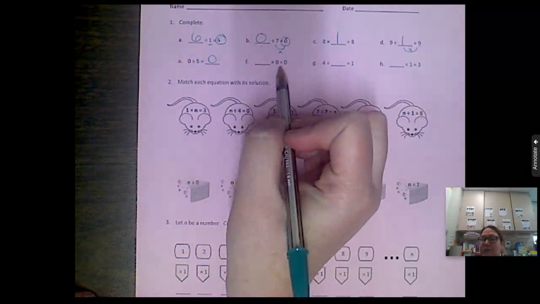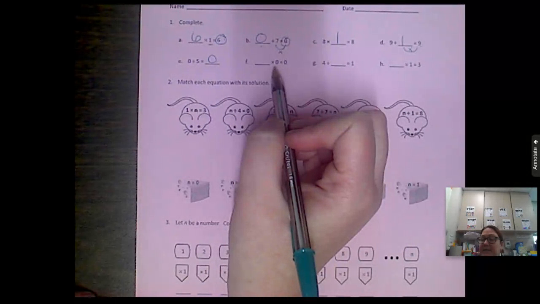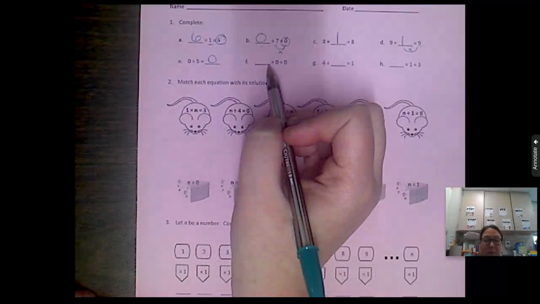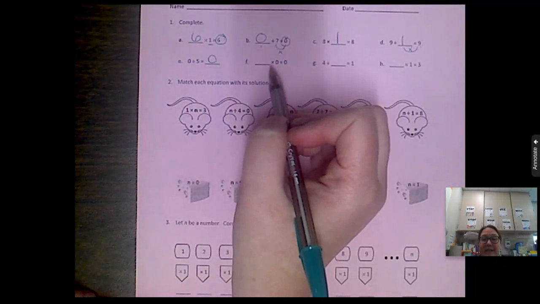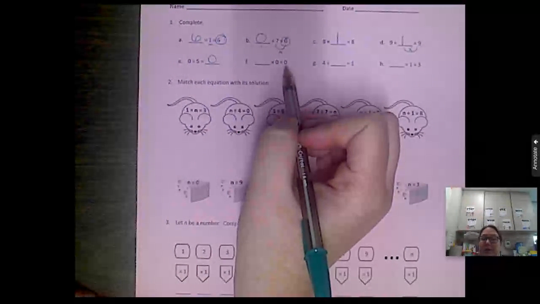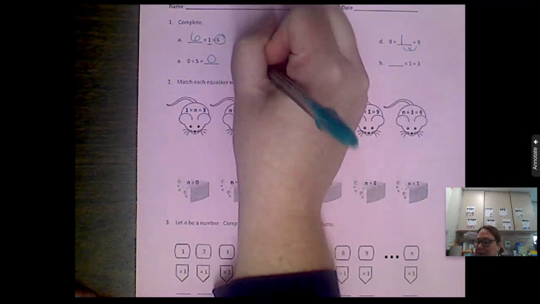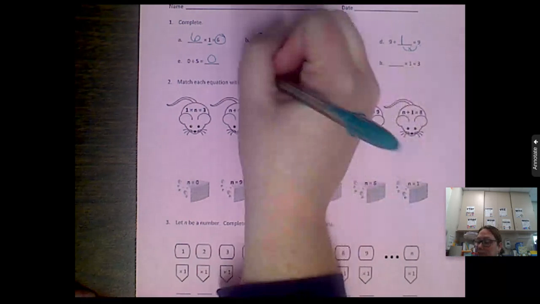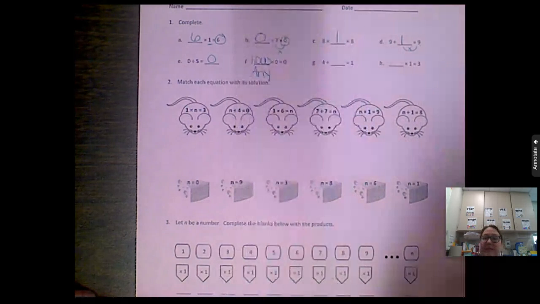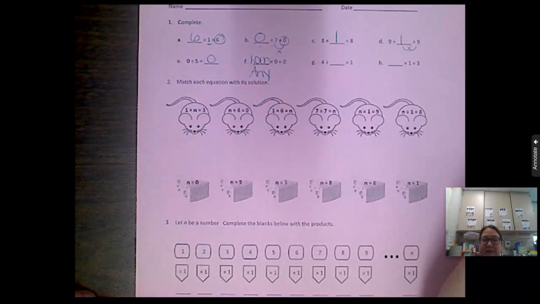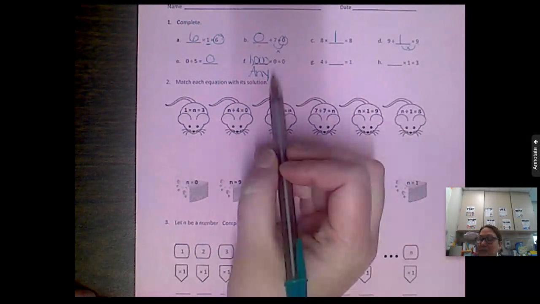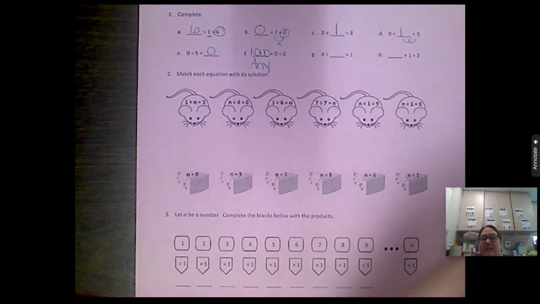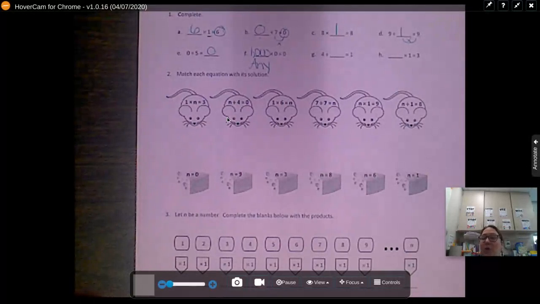Blank times 0 would be 0. I might say 0, but I'm going to tell you, any number can go in that blank. You could put anything in there because anything times 0 is always 0. So even if you wanted to put 1,000 in there, 1,000 times 0 is 0. So you can pick any number you want and stick it in that blank because any number you put in there times 0 is 0. All right. If we take a look at G, 4 divided by what equals 1?